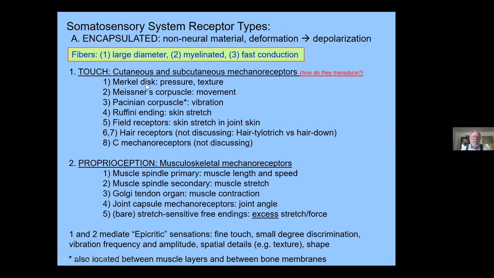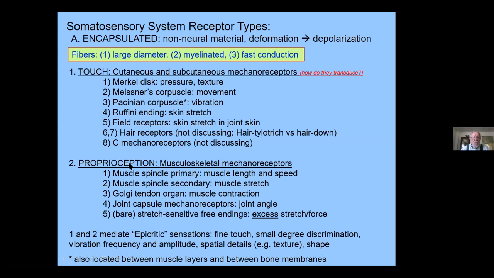So we have the Merkel disc, the Meissner's corpuscle, the Pacinian corpuscle, the Ruffini ending, the field receptor. Then we have a hair receptor, which is basically on glabrous skin, which, of course, is hairless, and then C-mechanoreceptors.